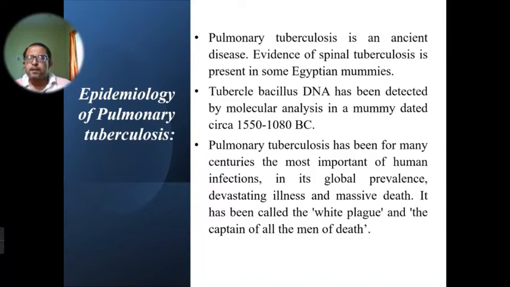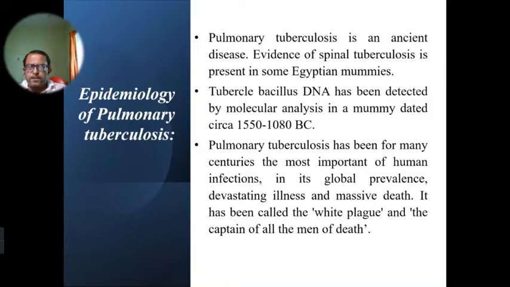Now, next to this disease, pulmonary tuberculosis, we have to see the epidemiology of pulmonary tuberculosis. This pulmonary tuberculosis is known from very ancient time. The evidence shows that spinal tuberculosis has been detected in Egyptian mummies. So Egyptian mummies means it is a very ancient disease, which was also present at that time.